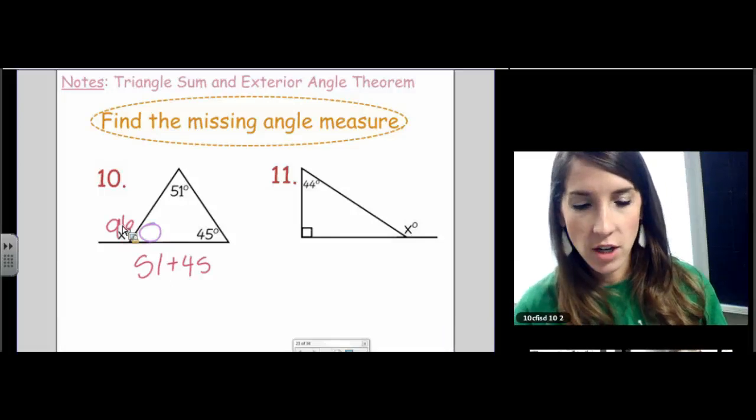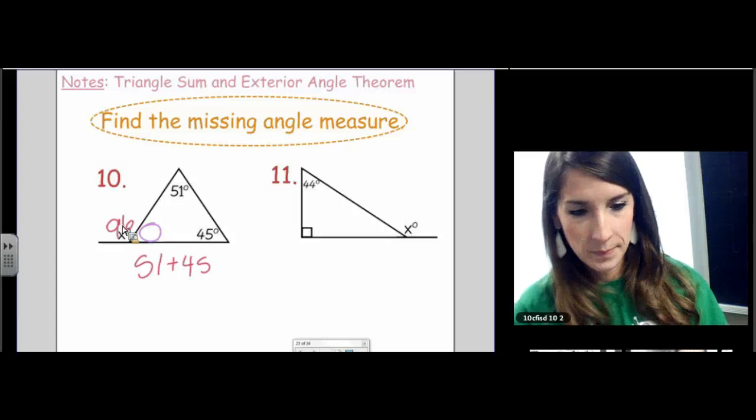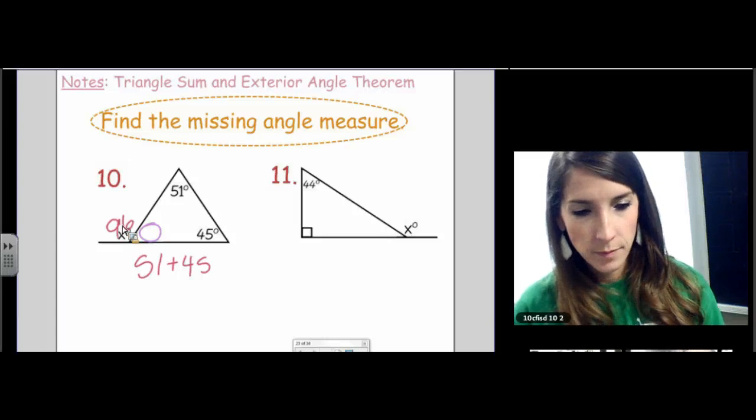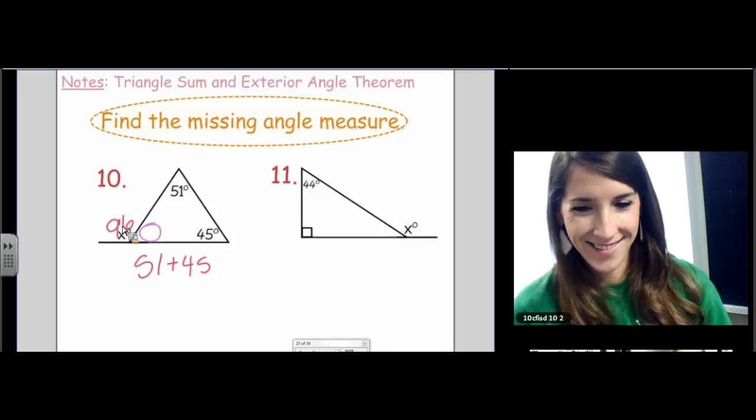Abby, what is the measure of angle x? I'm asking you to add here, guys. I know I'm asking a lot.